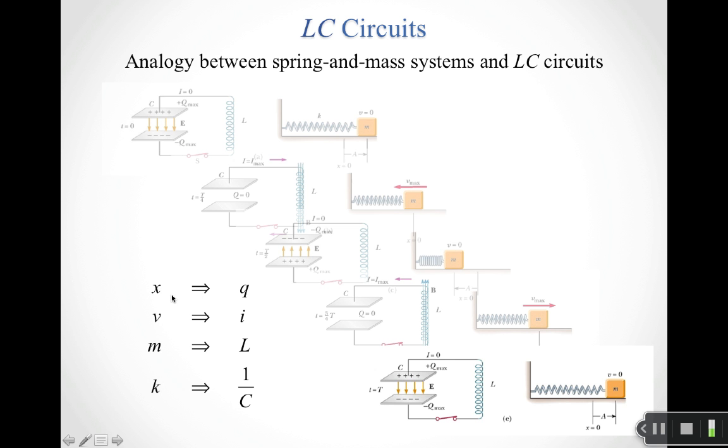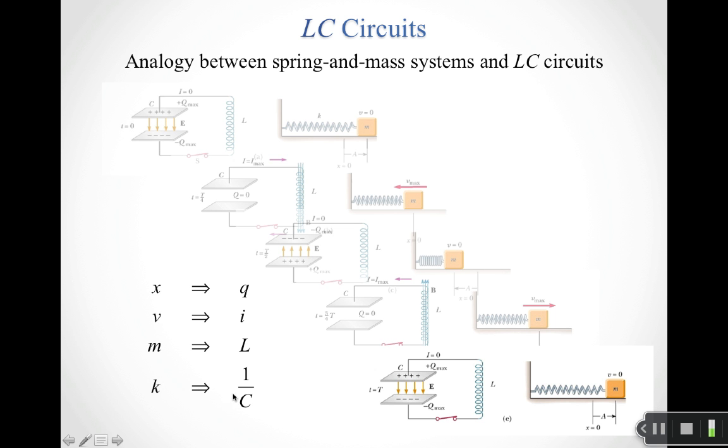So what we're going to do then is say that the displacement from equilibrium becomes the charge on the plates. We'll use a lowercase q for the charge and a lowercase i for the current, because these are changing values rather than constant values. So our displacement becomes the charge on the plates, the velocity of the mass becomes the current, the mass itself becomes the inductor, and the spring constant becomes 1 over the capacitance.